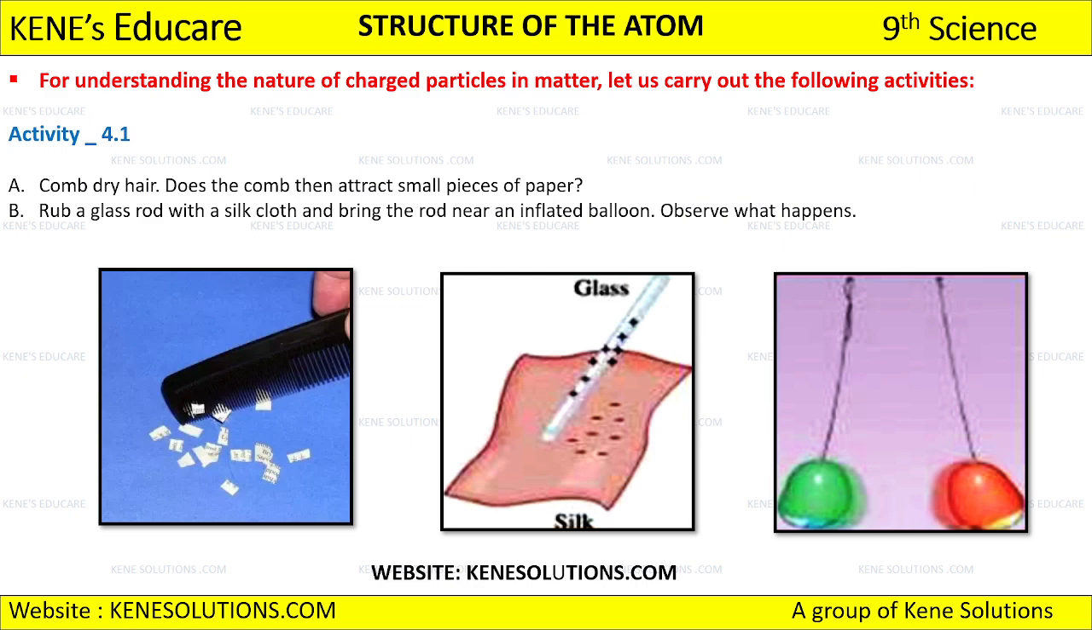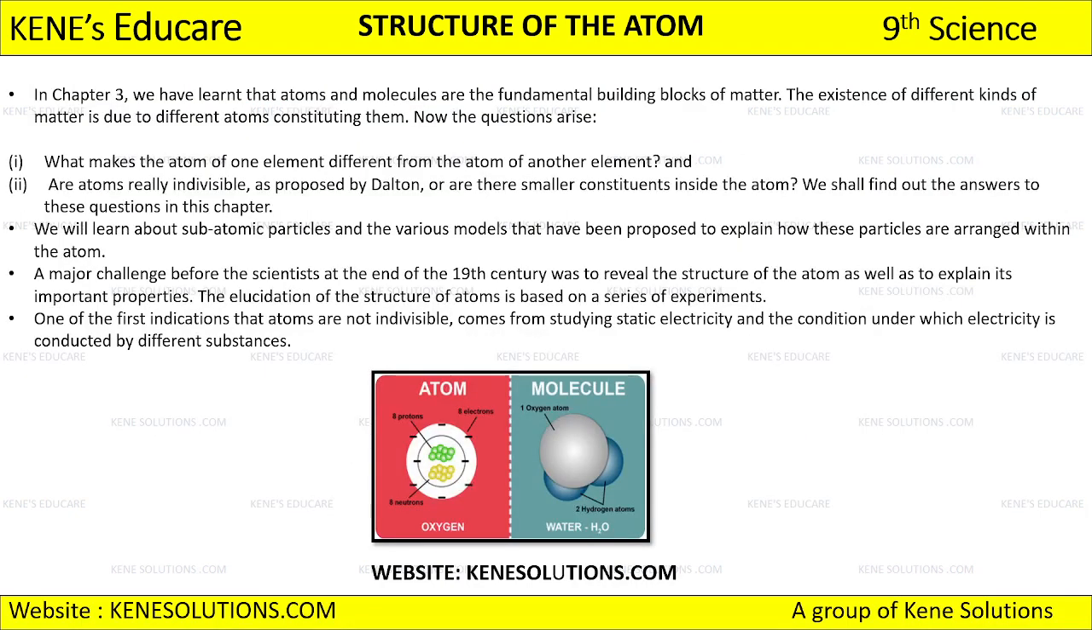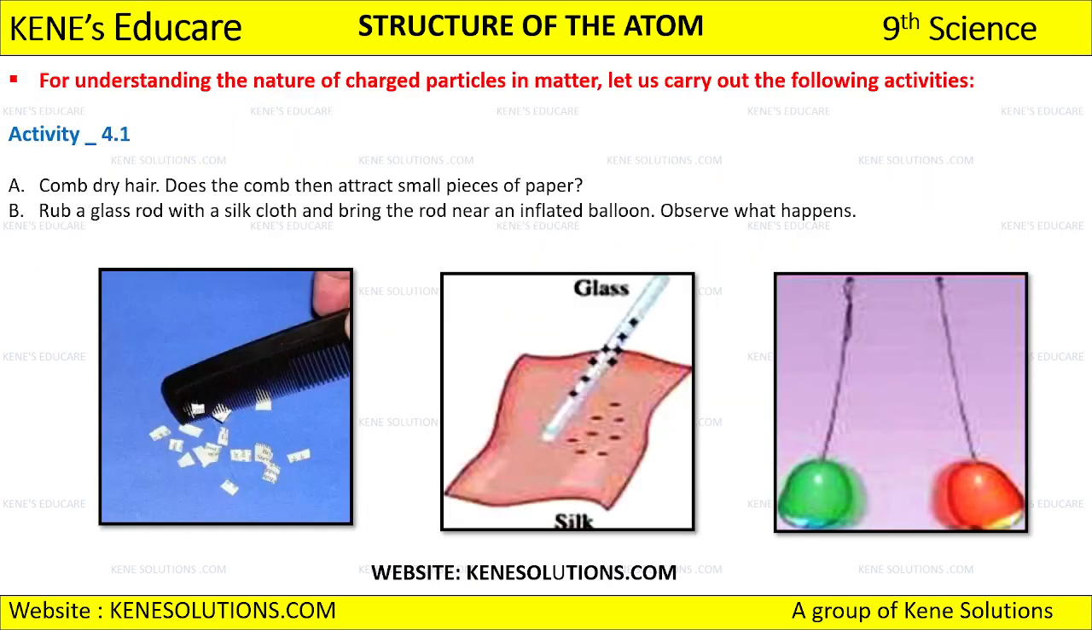As there was one statement given in the last point, one of the first indications that atoms are not divisible comes from studying static electricity and the conditions under which electricity is conducted by different substances. So the idea that the atom is divisible comes from studying static electricity. That is why we have performed these activities. You might have studied this before as well, right?